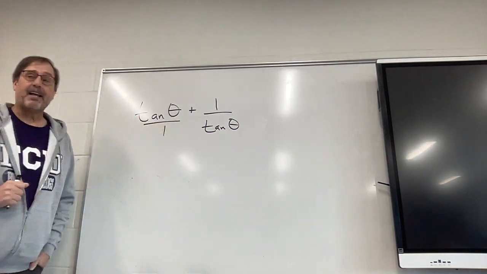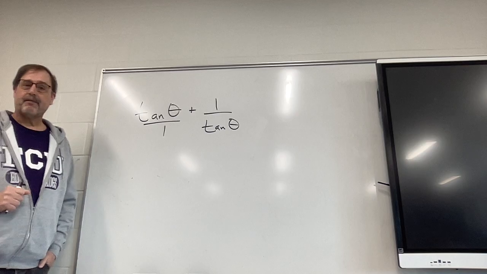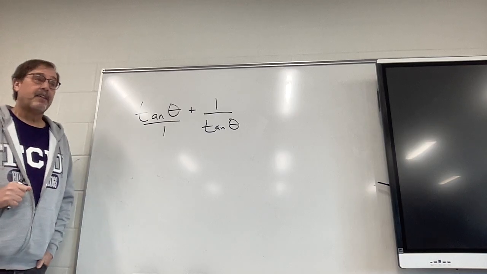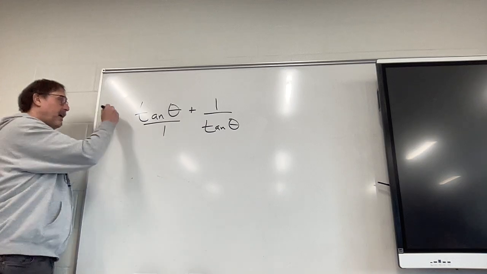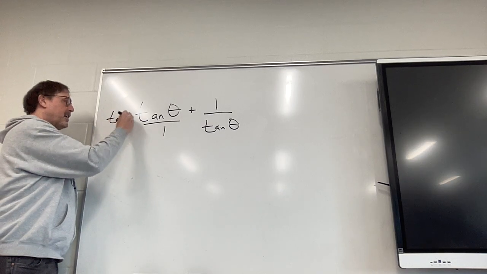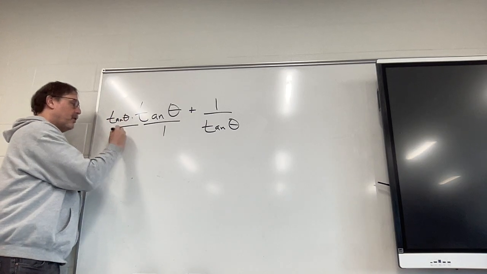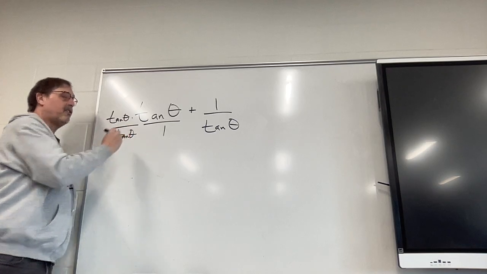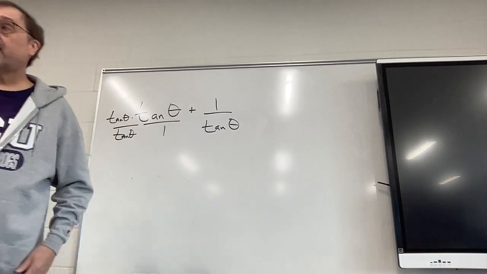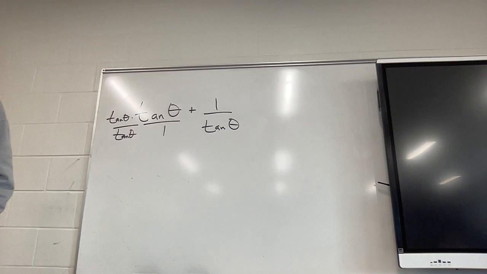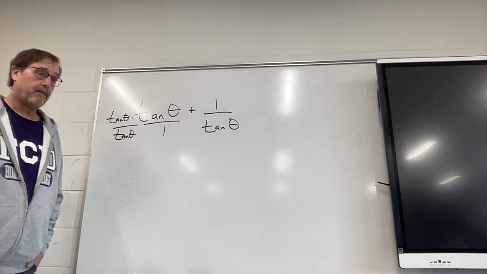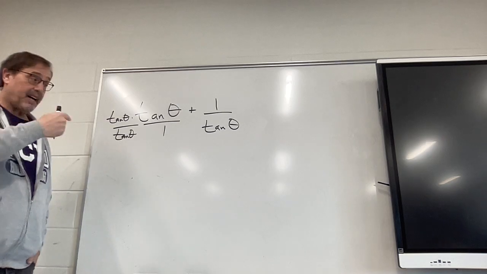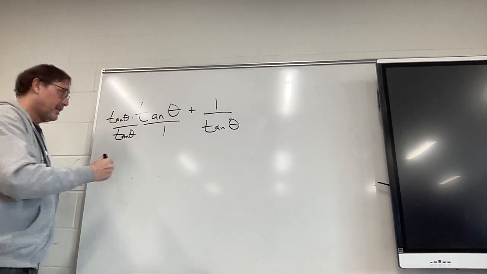So our common denominator is what? The common denominator is tangent. Everyone please take times tangent over tangent. What is the value of tangent over tangent? It's 1. What's x times x? X squared. Tangent times tangent is tangent squared.